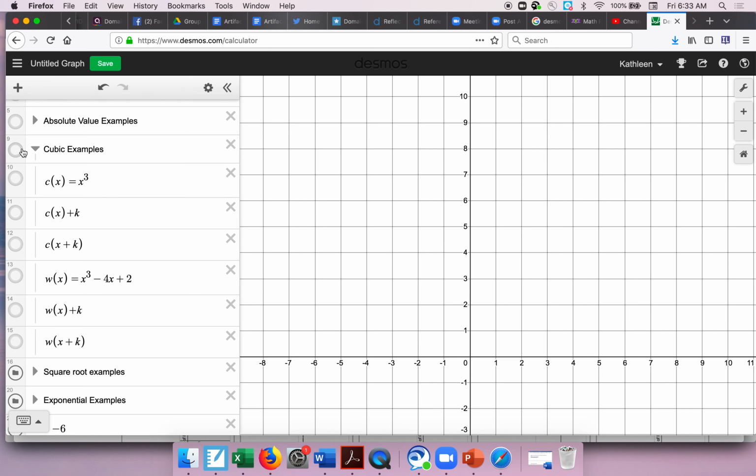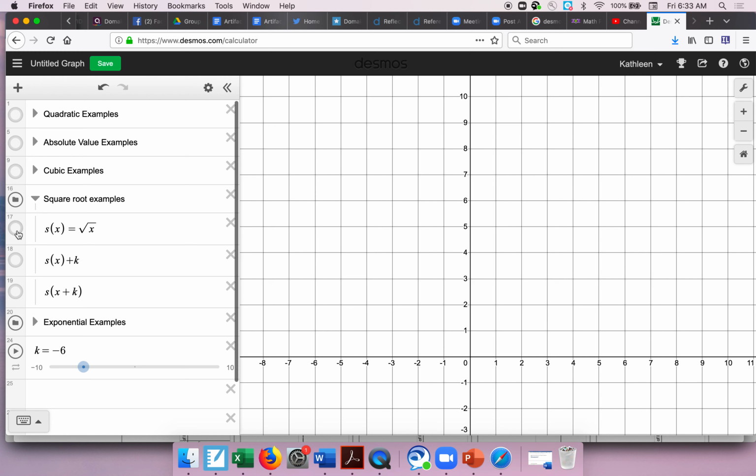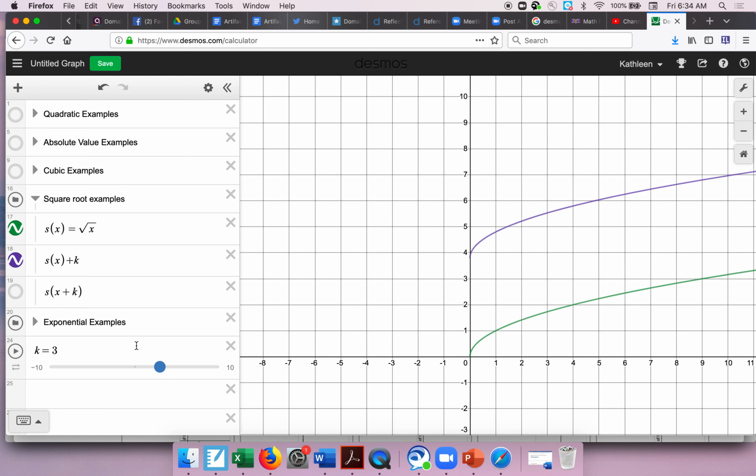Okay. Lastly, let's just real quick show you the square root family. It looks like this. You can get moved up and down, right? You can get moved left and right. Any family member.